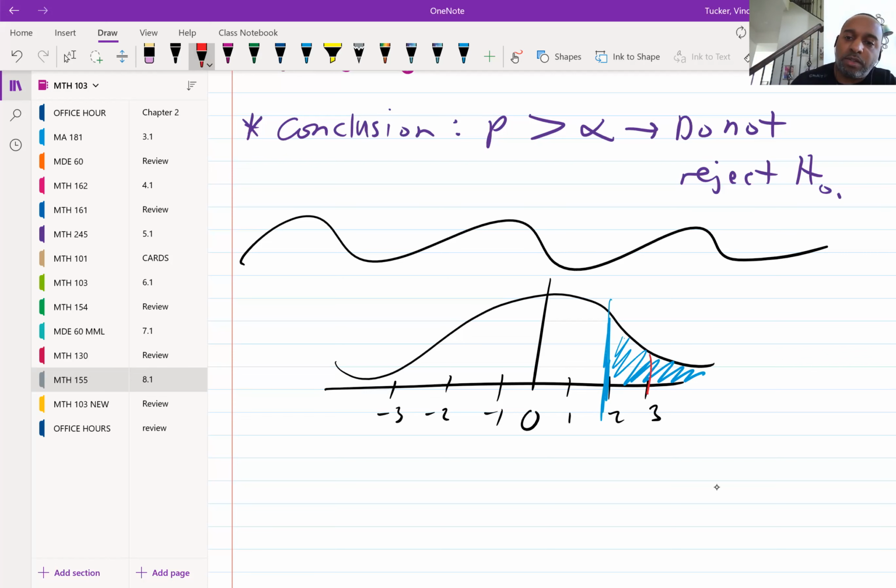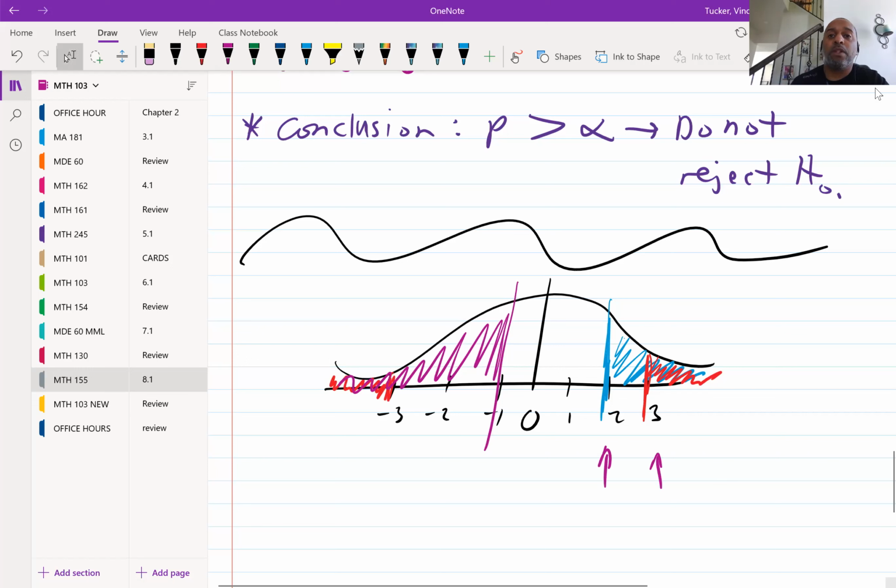But if I do 3, then I only have this much that would represent my p-value if I was doing right tail. Same thing on the negative side. This much would be my p-value. And then if I did the -1, then this much all the way down would be my p-value. So you notice -1 has a greater p-value than -3, or +2 would have a greater p-value than 3.